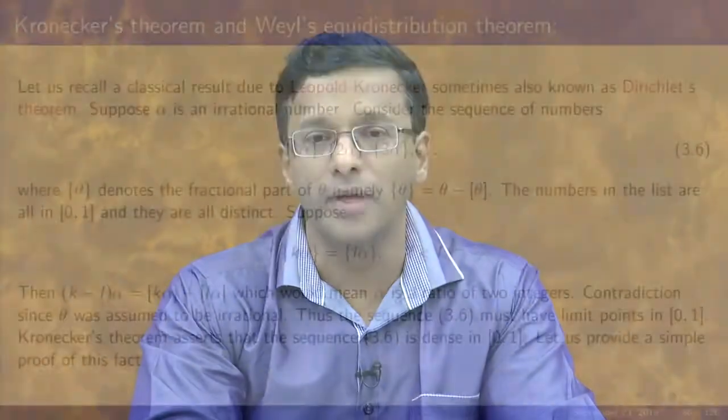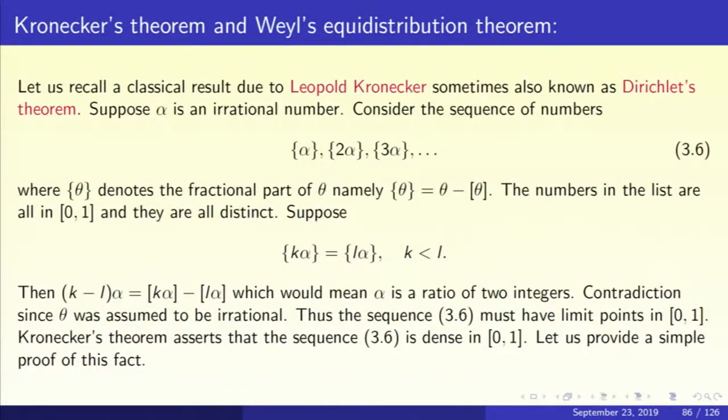That the list of numbers, fractional parts of alpha, 2 alpha, 3 alpha, etc. is a sequence of pairwise distinct numbers in the interval 0 to 1. And so they must have limit points. So now let us show that every point of 0, 1 is a limit point. Namely, the sequence that you see in 3.6 is dense in the interval 0 to 1.